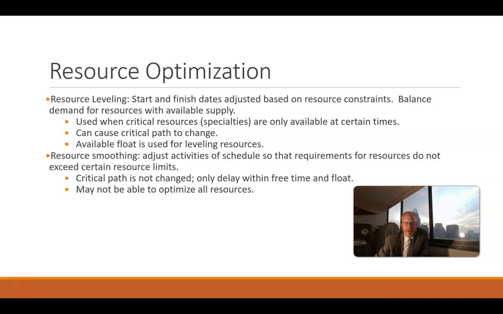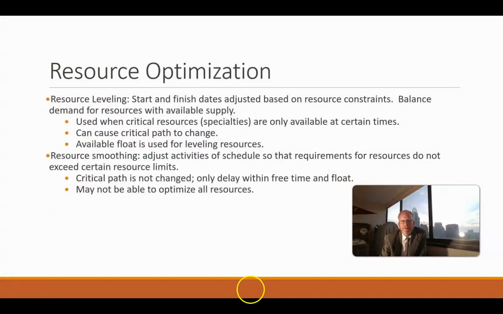Now, another option is resource smoothing. And this is where we look at adjusting the sequence of activities or when activities happen, hopefully within the float time we have available, to make better use of our resources. So what we don't want to do is have maybe a design engineer with 120 hours of work on week 3 of the month, but then 20 hours of work on week 1 and 0 hours of work on week 2 and 0 hours on week 4. So resource smoothing says, okay, how can we reallocate this to make it more efficient?